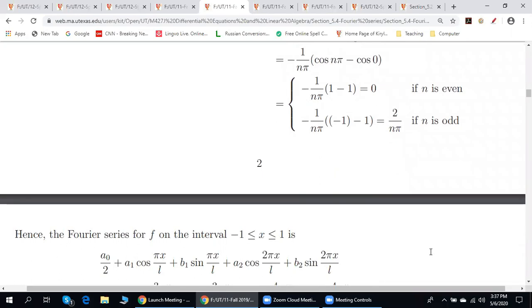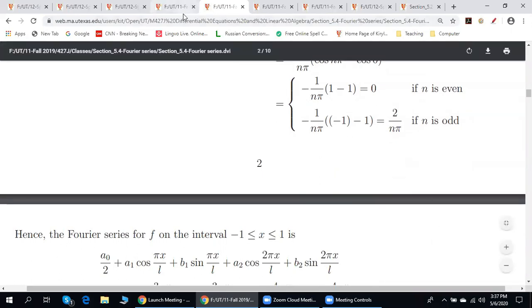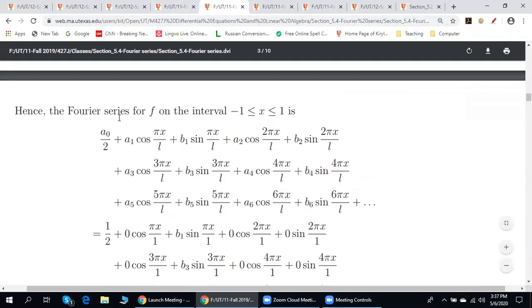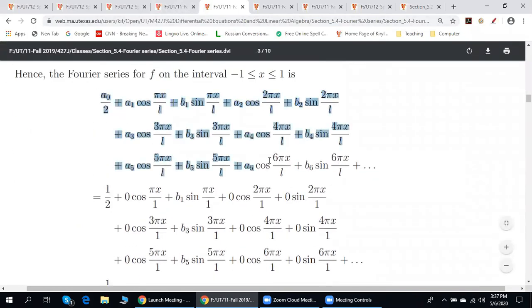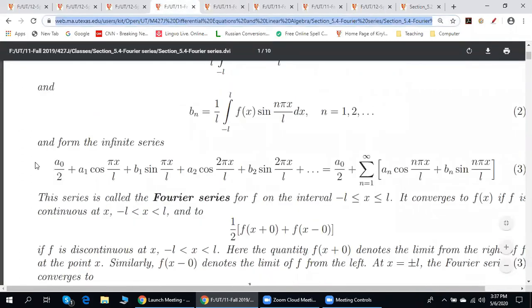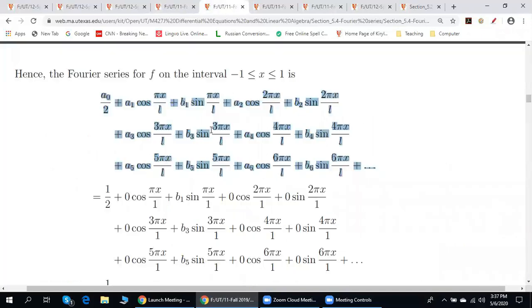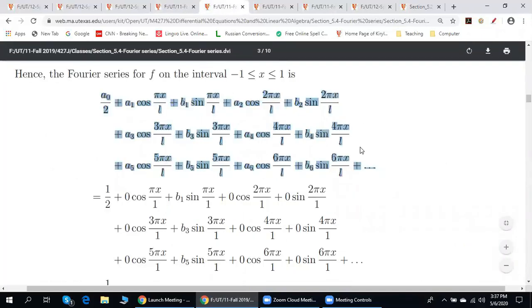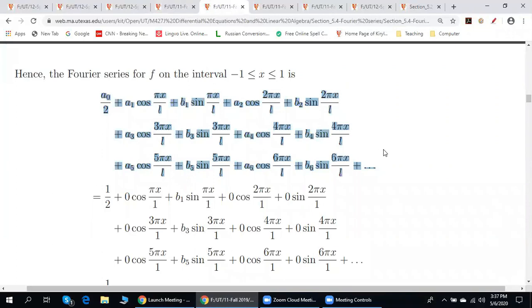And now let us write down the series. Please take a look at this. Over here, what is written here is the same formula. We just write down more terms. Here we have 1, 2, 3, 4, 5 terms. Here we have more terms, but essentially it's the same formula.